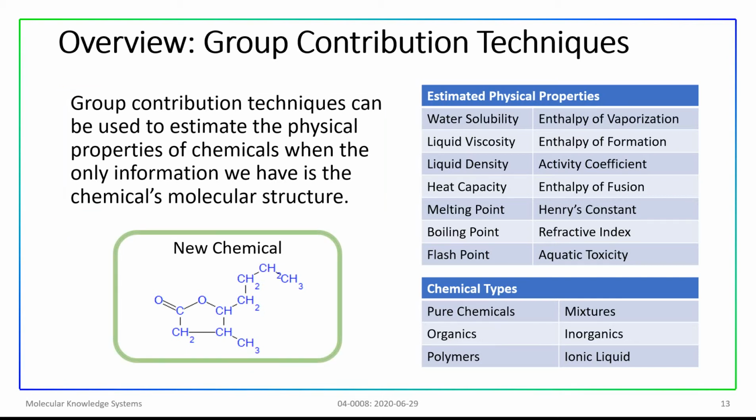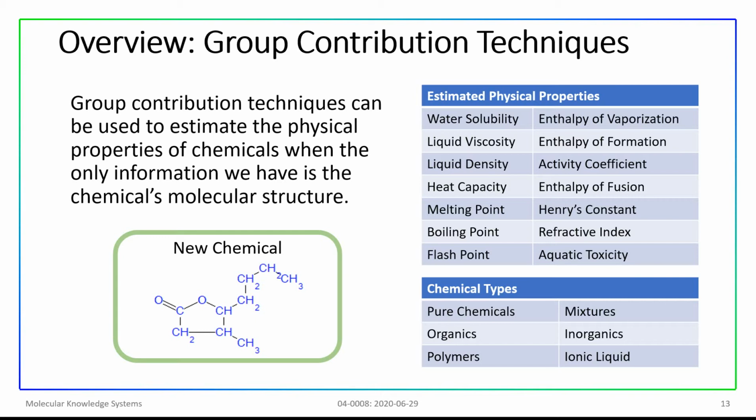This is a very important advantage because many times we may be developing a product or process that uses a new chemical for which there are no measured physical properties. This is where using group contribution techniques is very helpful.